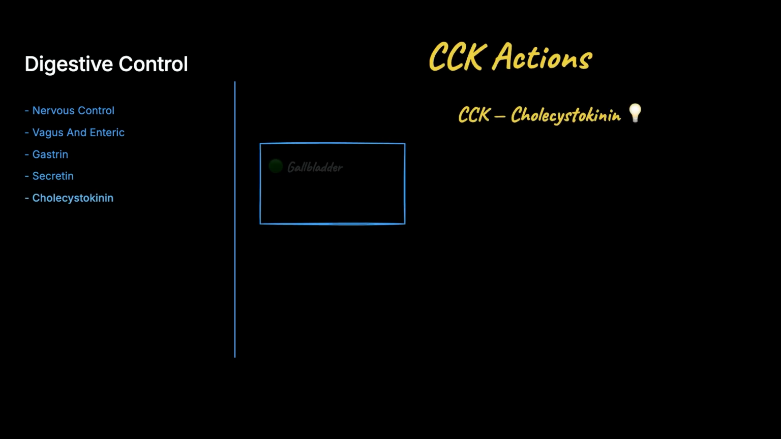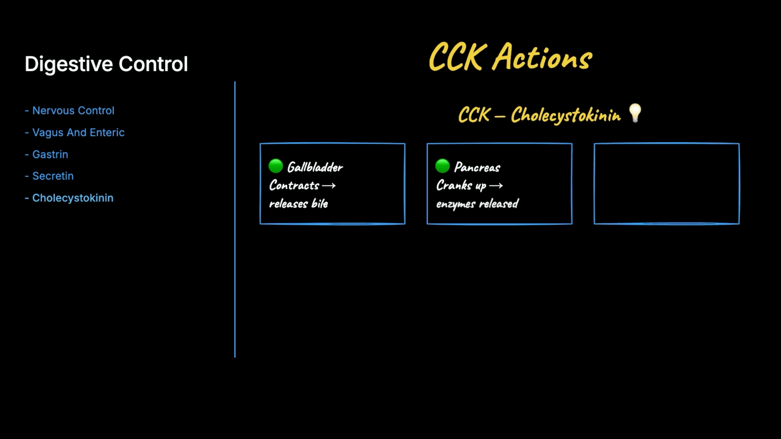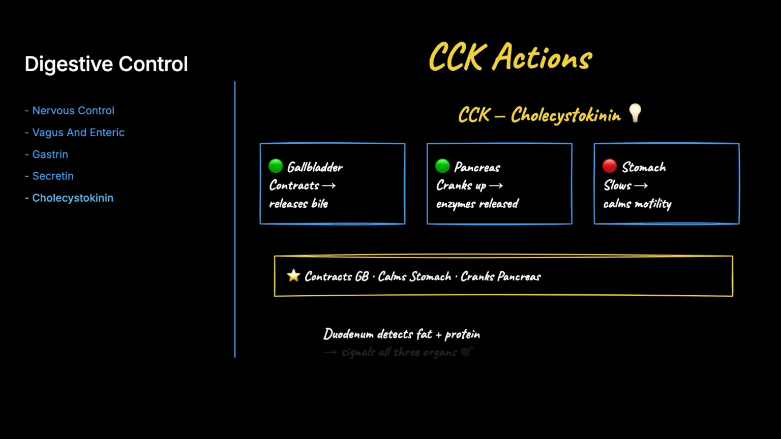The third hormone is cholecystokinin, or CCK, released by the duodenum when fatty, protein-rich chyme arrives. CCK does 3 things. It tells the gallbladder to contract and release bile, tells the pancreas to release enzymes, and slows the stomach. Remember, CCK contracts the gallbladder, calms the stomach, and cranks up the pancreas.